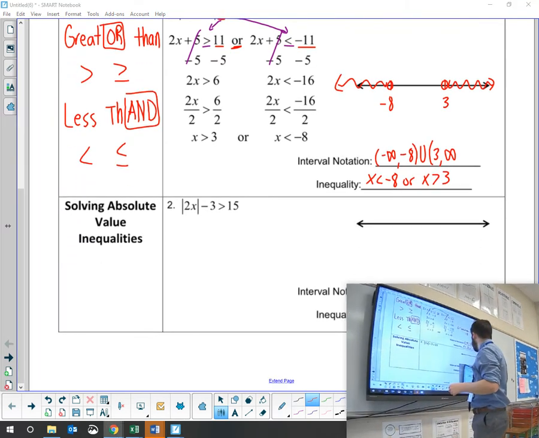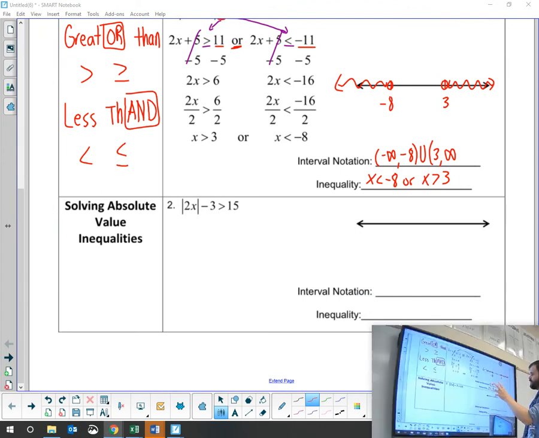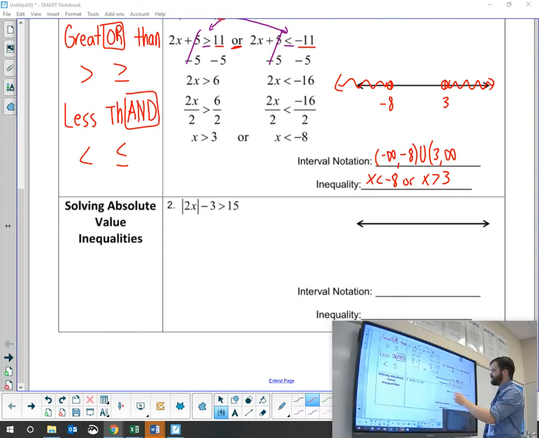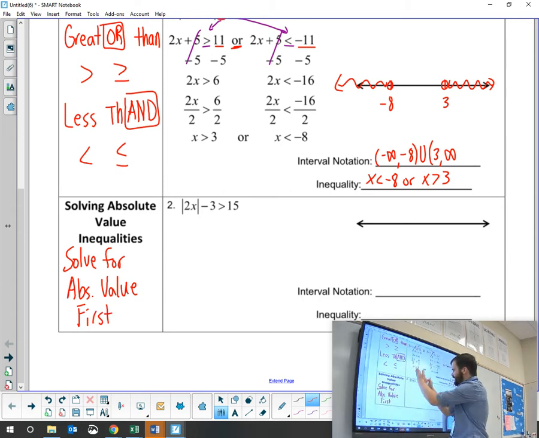Okay? So, let's take a look here at number 2. So number 2, I have the absolute value of 2x minus 3 is greater than 15. So, we still need to solve for the absolute value first. That's so important. I'm going to write out here, solve for absolute value first. So what do I mean by that? I mean get those bars by themselves.